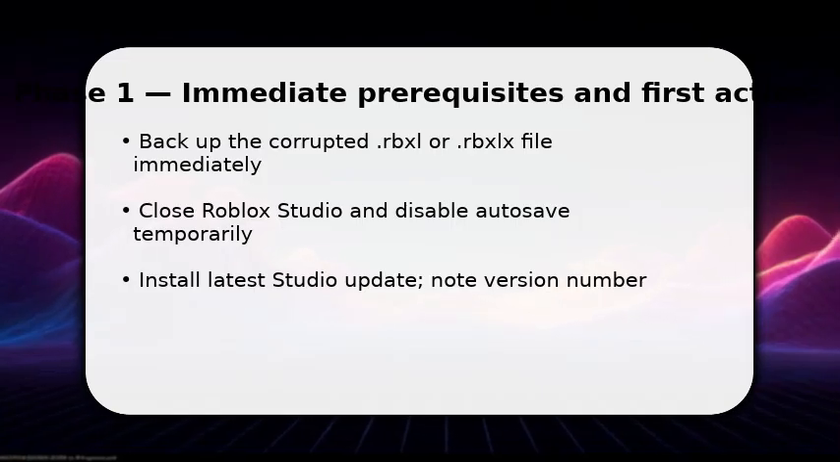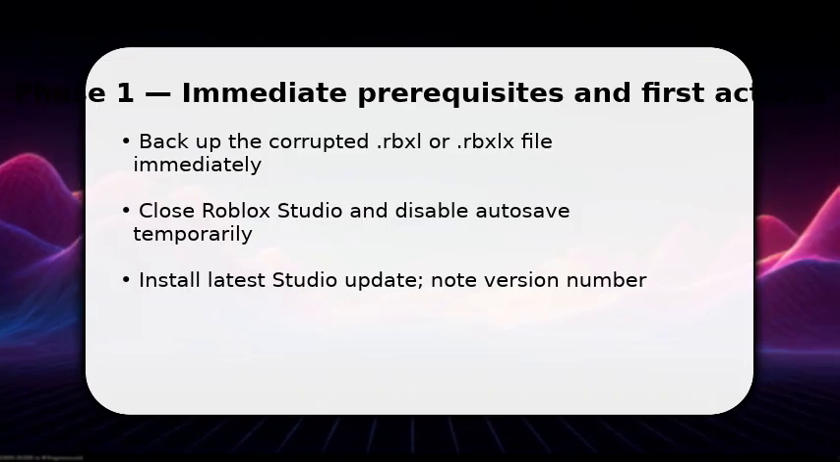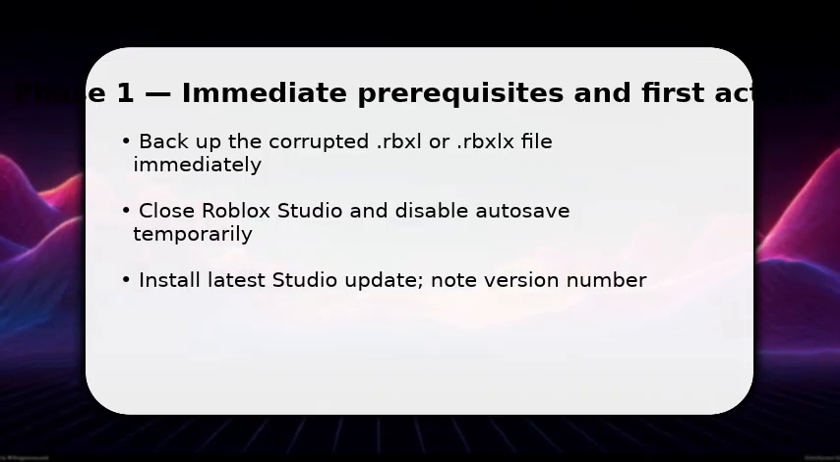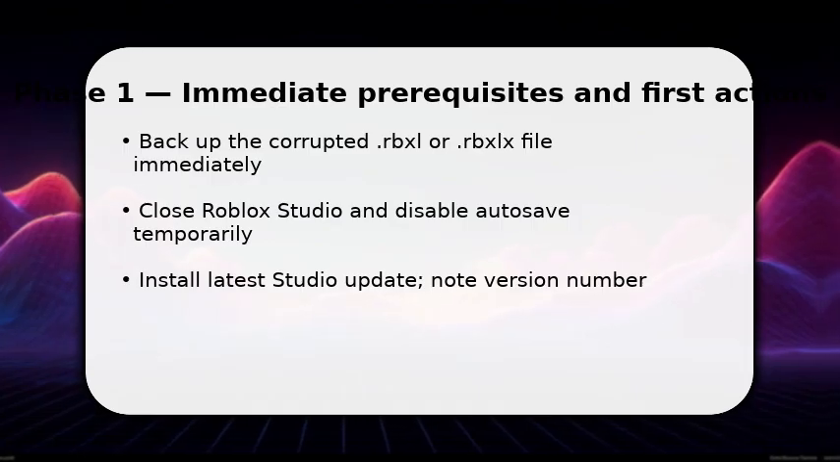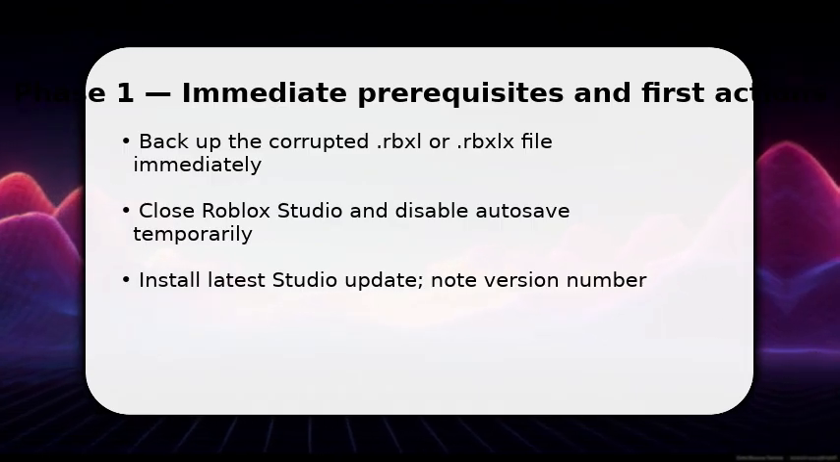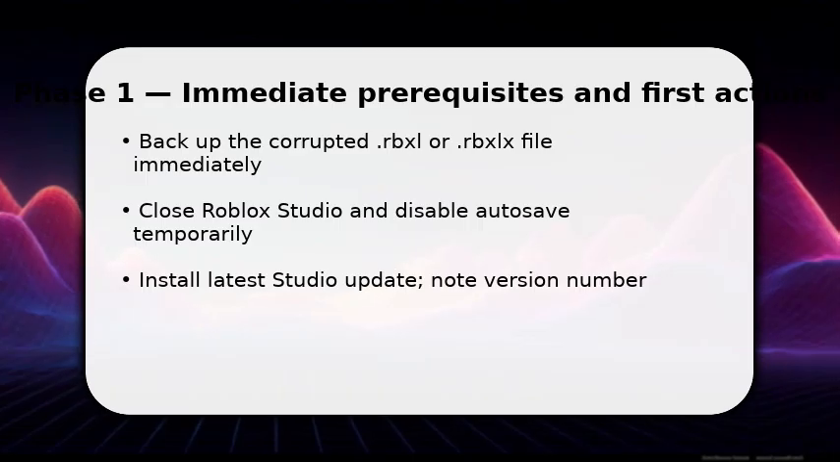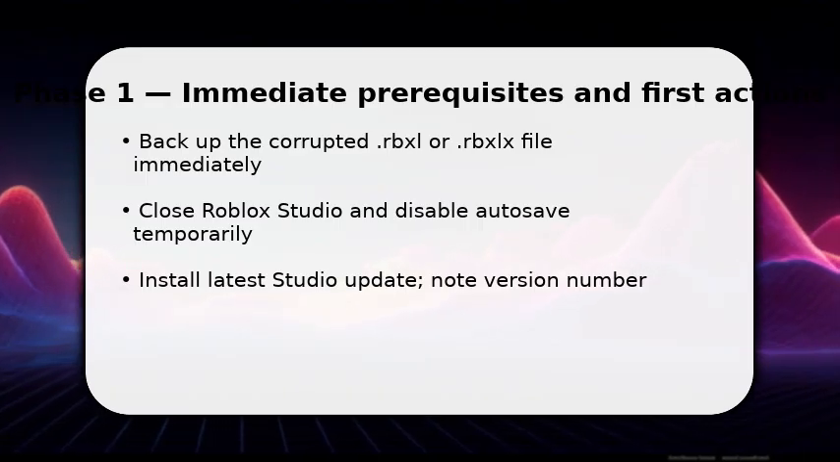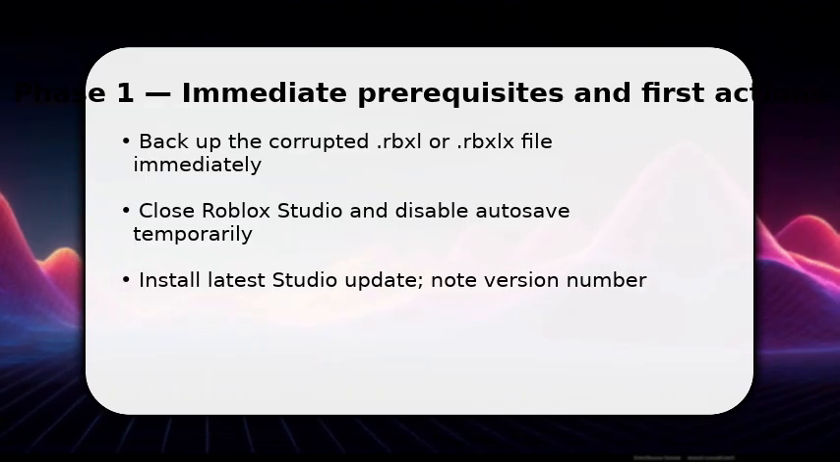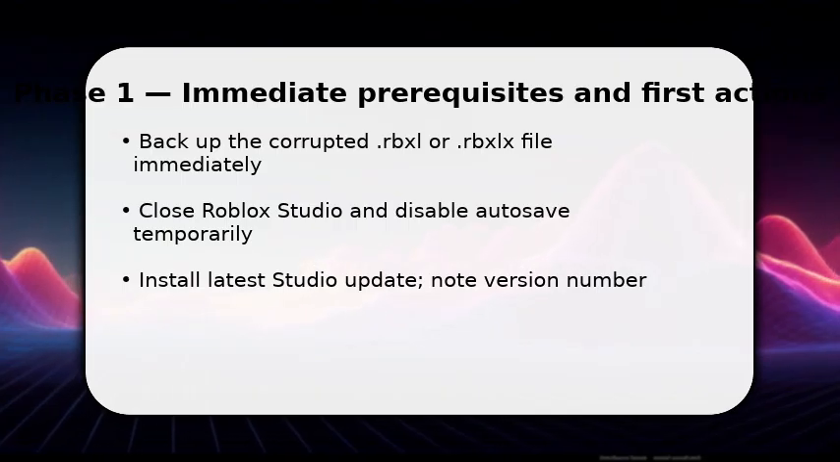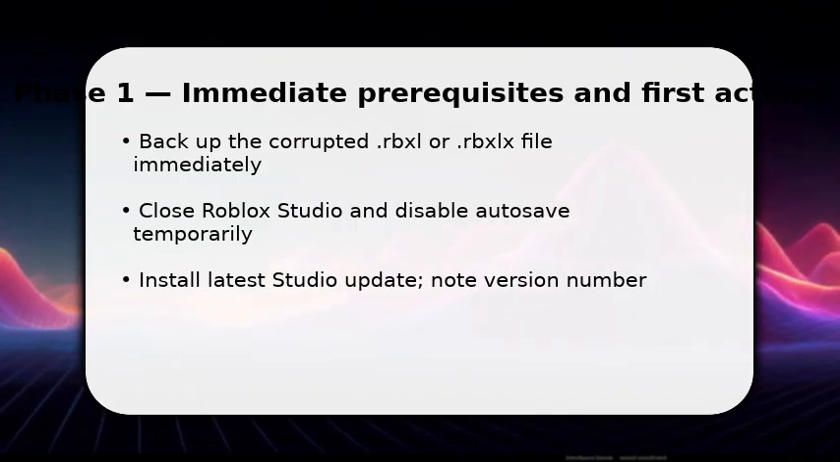You start by isolating the problem file, copy the corrupted RBXL or RBXLX to a safe folder so you never overwrite the original. Next, close Roblox Studio to stop any further writes and make sure autosave is off while you recover. Once done, confirm Studio is up to date. Version mismatches can break formats.